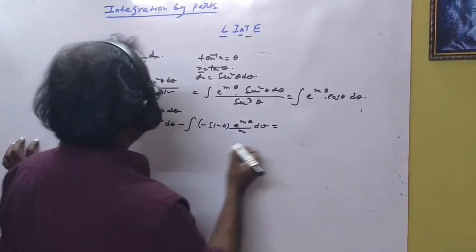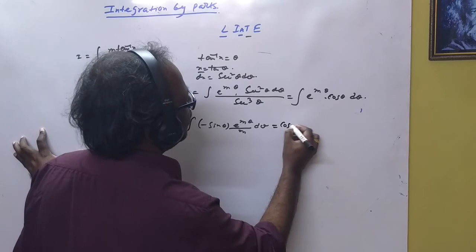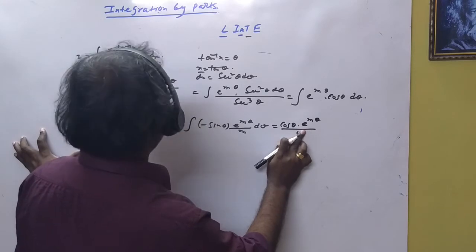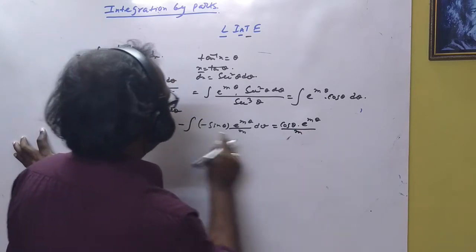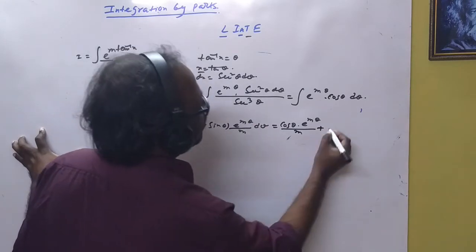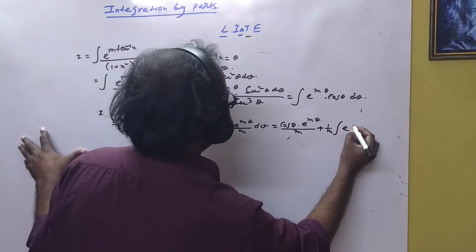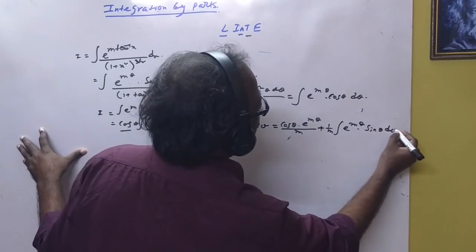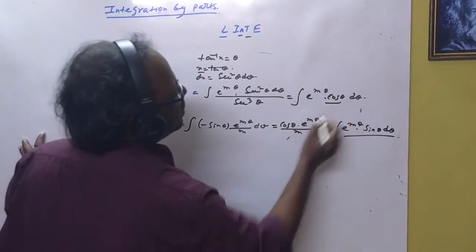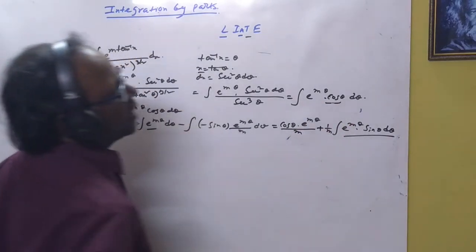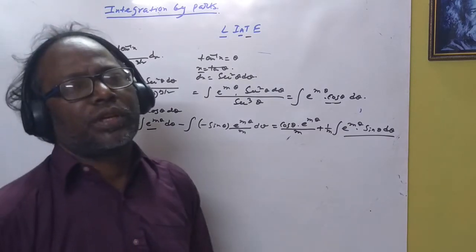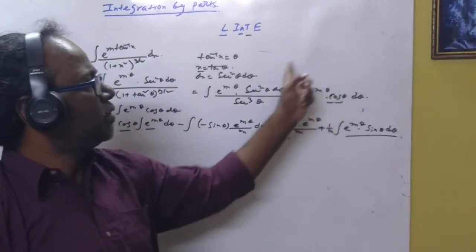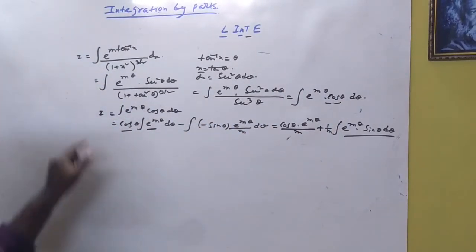So again write here, this is cos theta e to the power m theta by m, this is by m here, this is minus minus plus, this is 1 by m here, and e to the power m theta sin theta d theta. See, there was cos theta, but we get sin theta. So again we use u into v, integration by parts, and then we get the cos function, and we can substitute this type of function that came out in the next step. So we substitute here as I.